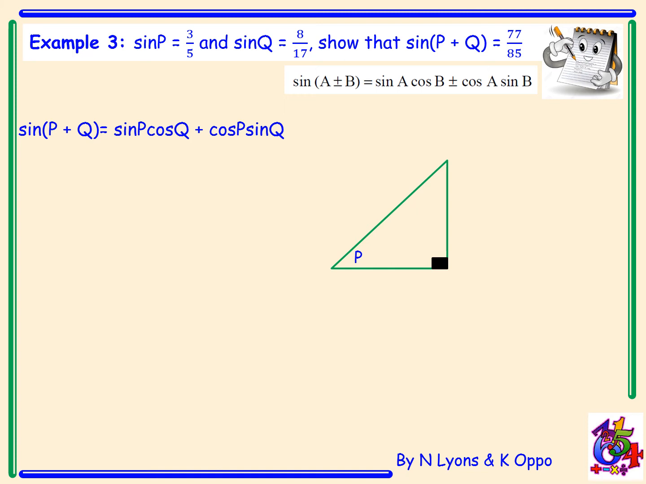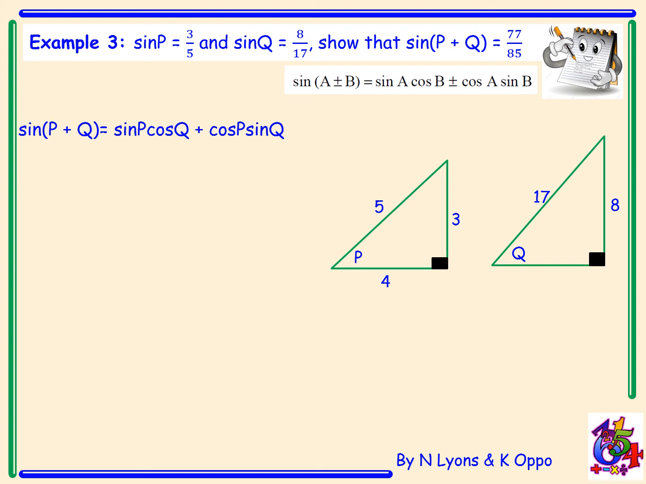We also know from SOHCAHTOA that sine is opposite over hypotenuse. So 3 has to be opposite angle P, and our hypotenuse is 5. Now we can use Pythagoras to obtain the missing side. Hopefully you will recognise this as a Pythagorean triple, which is a 3, 4, 5 triangle. We'll need to draw another triangle with an angle Q, and similarly we need to have an opposite of 8 and a hypotenuse of 17.